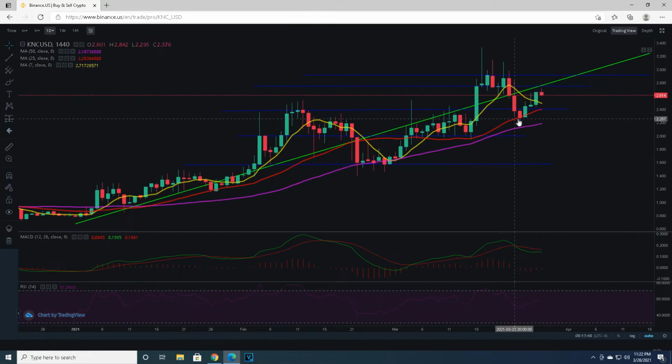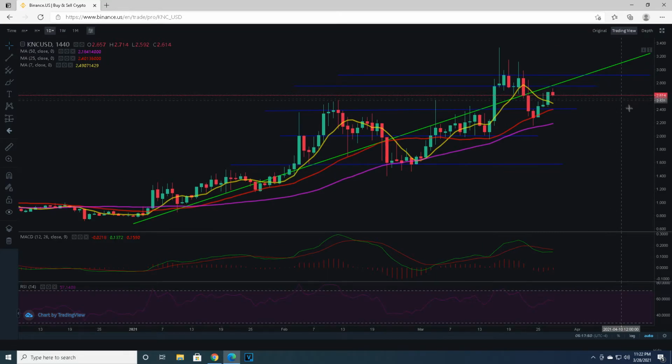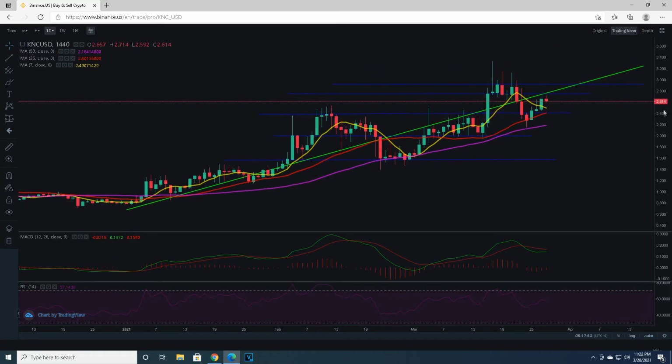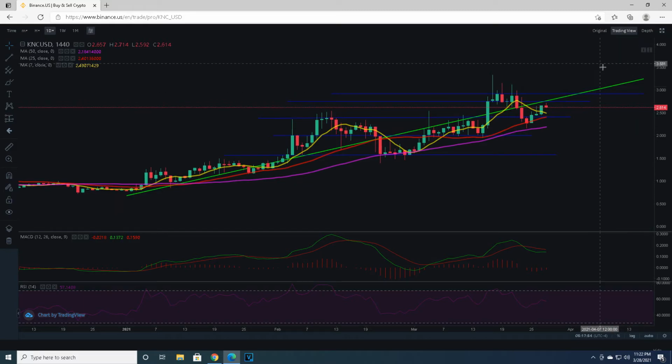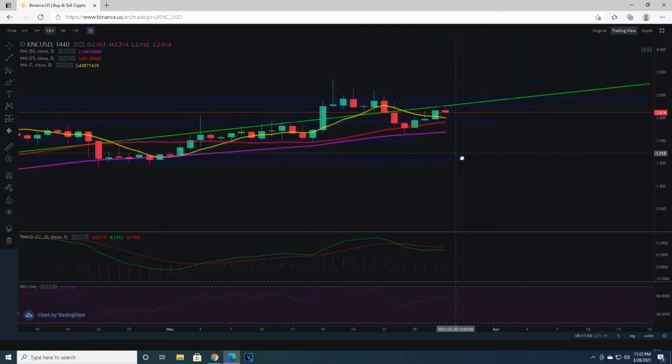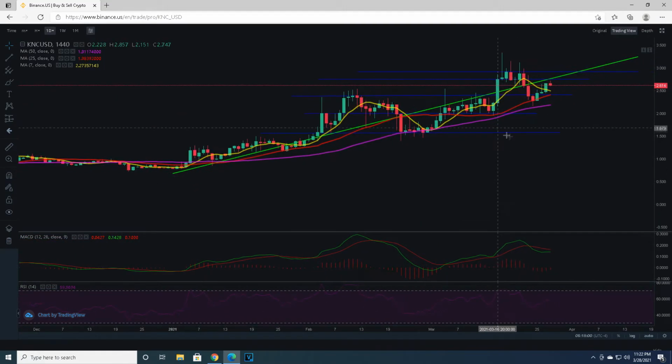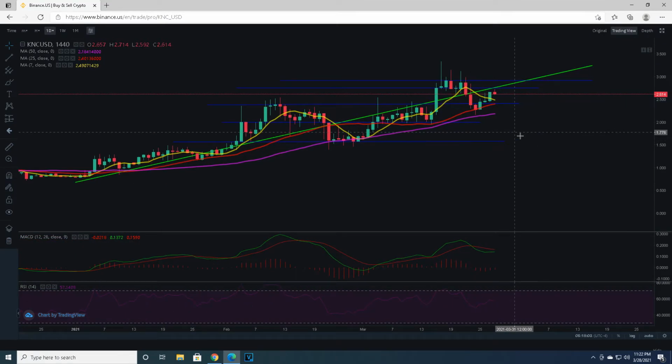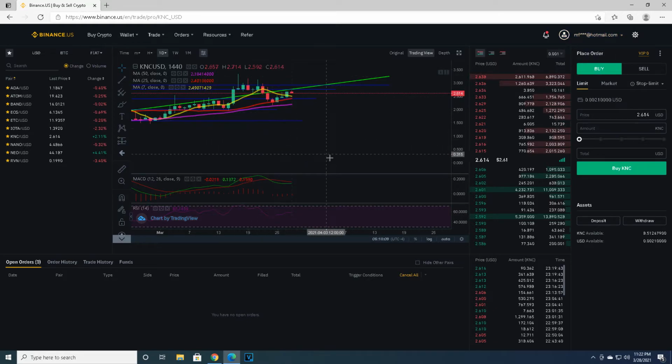So again, this is one I bought in at 2.27. I'm looking to take profits at close to $4. I'm going to try to get $3.75 to $4 off of this one. I think it can hold it. I think it can make it happen. I'm really bullish on this coin, or on this token.